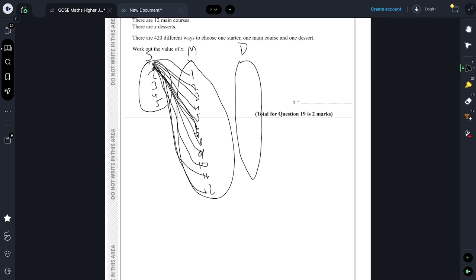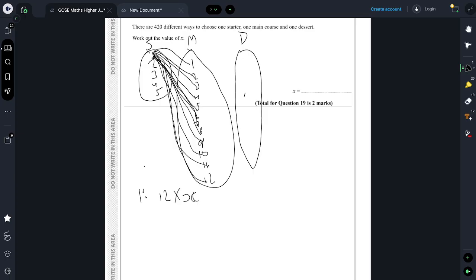So, if we pick starter one, there are 12 choices we can make for the mains, and there are X choices we can make because there are X items from the dessert list. So there are a further X. The reason is, we have starter one, and if we pick the first main, there are X choices there. If we have two, then we can pick X again.